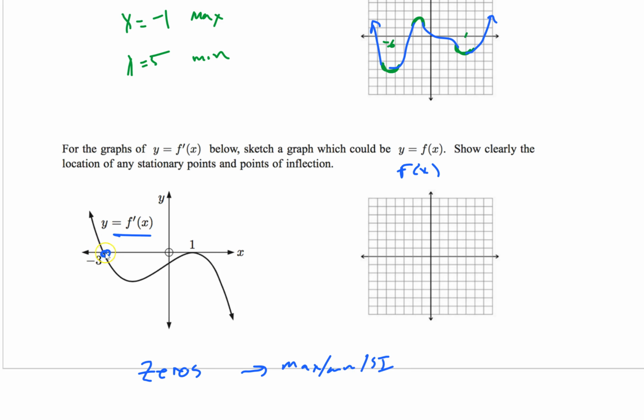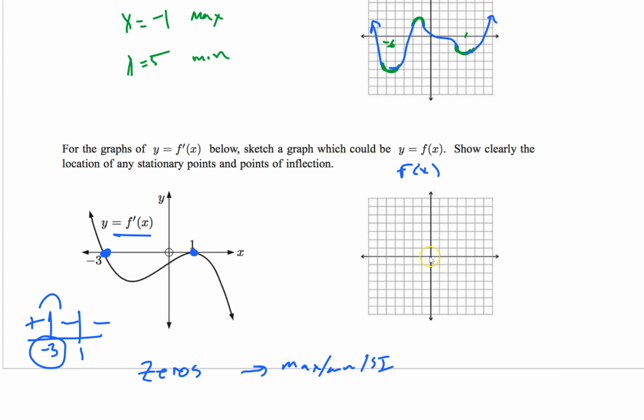So here's a 0 at -3. I'll do what we always do. Let's make a sign chart because it's a derivative. And then we have another 0 here at 1. Right? Before -3 is a positive. After -3 is a minus. And after is a negative. So at -3, I have a max.